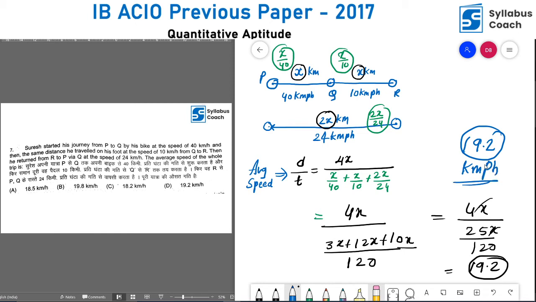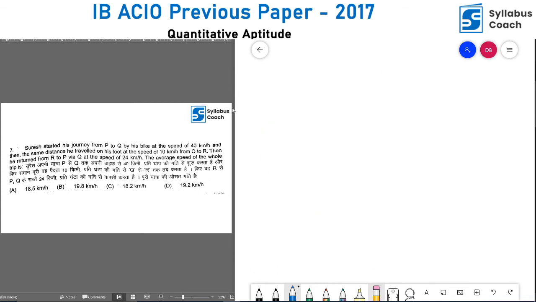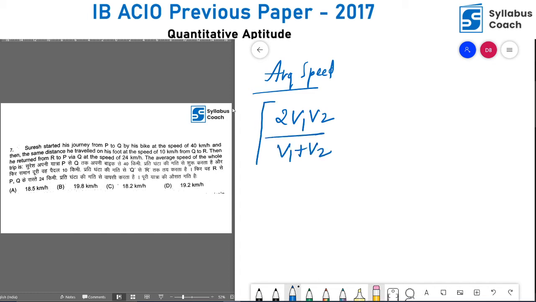Now we can also solve this question very simply by using the average speed formula. The average speed formula is nothing but 2v1v2 by v1 plus v2, with a condition that the distances traveled at these velocities should be equal. I'm repeating again, the distance that you travel at each of these velocities should be equal, and only then can you apply this formula.